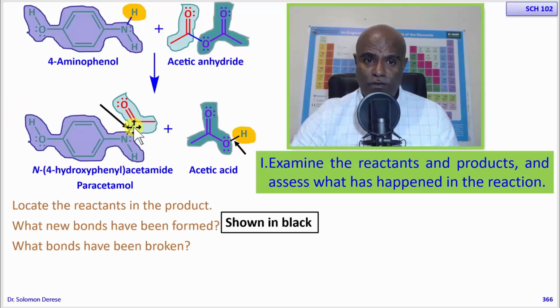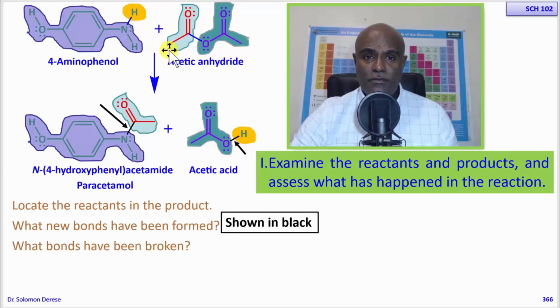So this is one of the new bonds that is formed. This is the other bond that is formed. You can also tell the bonds that are broken. So for a bond between this nitrogen and that carbonyl carbon to form, the bond between this nitrogen and hydrogen, this particular bond has to break. So that's one of the bonds that is broken.